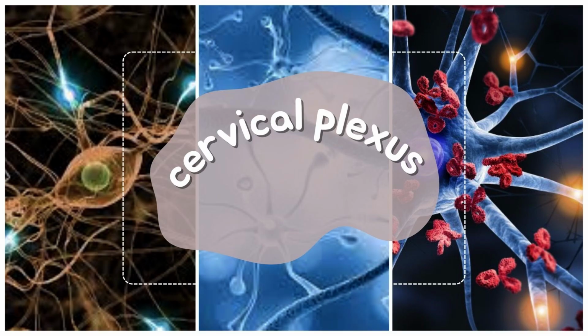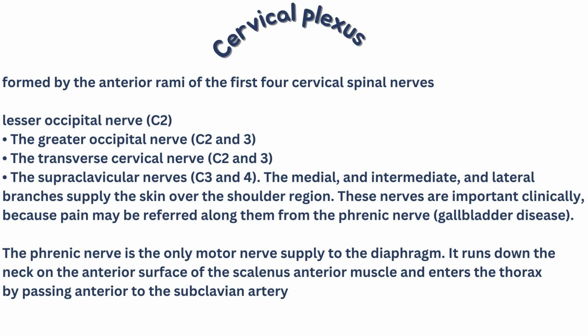The next topic to discuss in this video is the cervical plexus, formed by the anterior rami of the first four cervical spinal nerves, and the branches are the lesser occipital nerve, the greater auricular nerve, the transverse cervical nerve, and the supraclavicular nerves. The supraclavicular nerves are important because pain may be referred along them from the phrenic nerve in case of gallbladder diseases. The phrenic nerve is the motor nerve supply to the diaphragm, which is the only motor nerve supply.